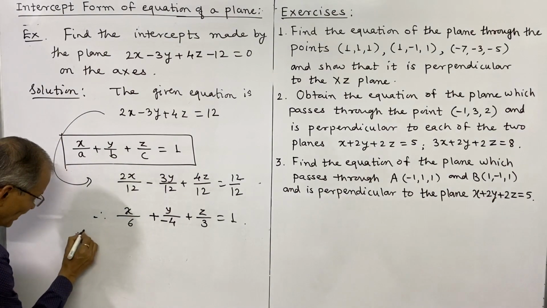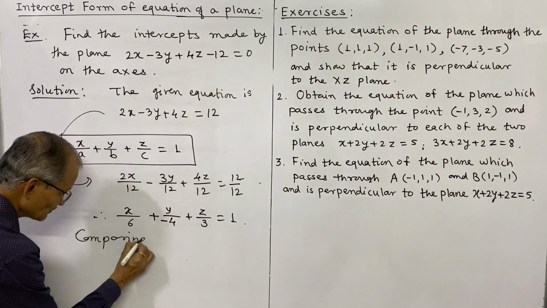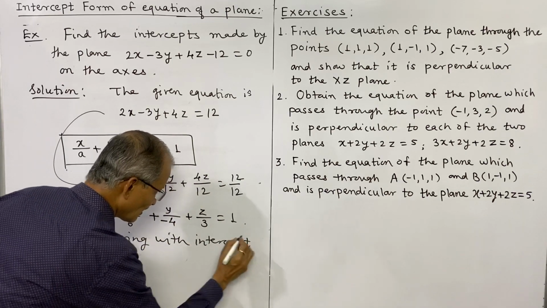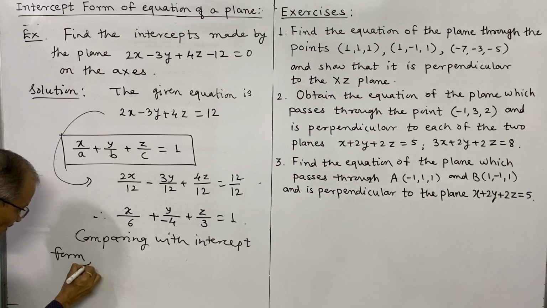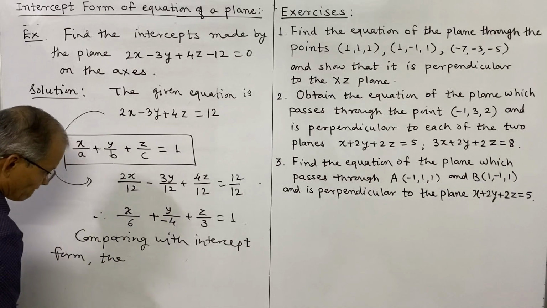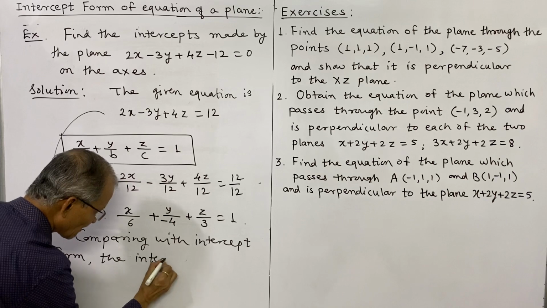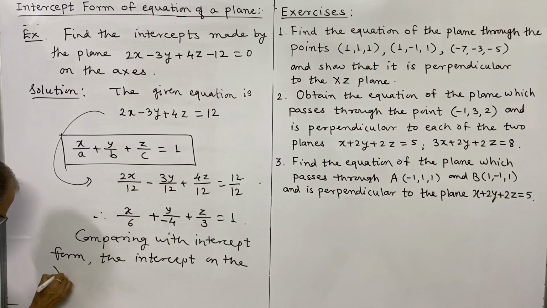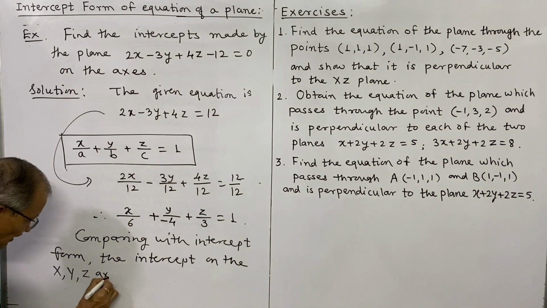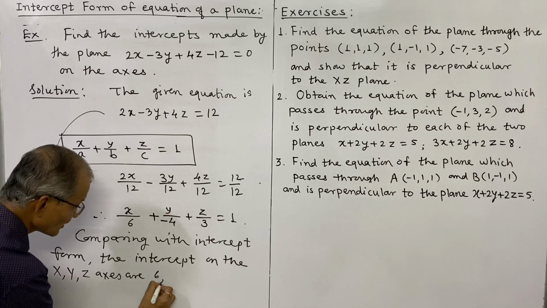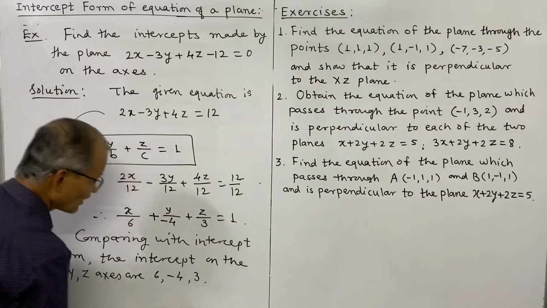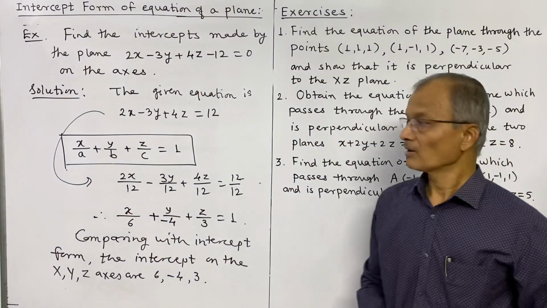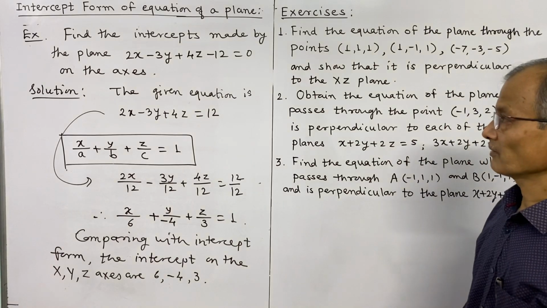So comparing with intercept form, the intercepts on the xyz axis are say 6, -4, 3, and in this way we can get directly the intercepts of a plane by expressing the plane in intercept form.